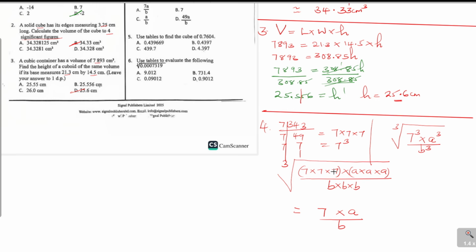So this is 1, 2, 3. Pick one in each case. So this will give 7 times a, which is 7a divided by b. And that is the solution for that, which is a.